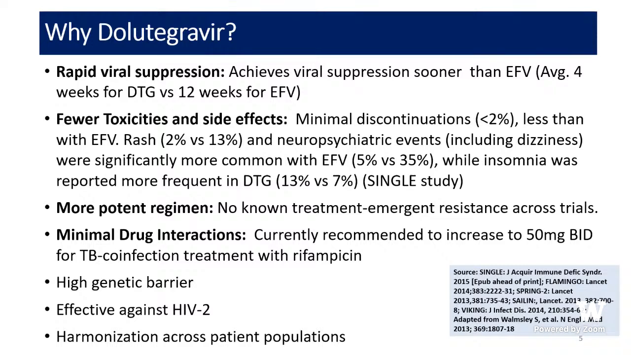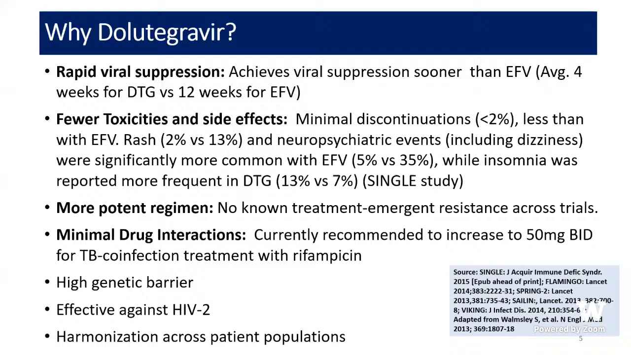Now, minimal drug interactions. There is very little drug interaction with dolutegravir, and currently we recommend increasing the dolutegravir dose from 50 mg once daily to 50 mg twice daily with rifampicin. As we know, rifampicin has a cytochrome P450 inducing capacity. So with rifampicin, there is a danger of low pharmacokinetic levels of the other drugs. To minimize this sub-therapeutic level of the other drugs, we need to double the dose of dolutegravir.